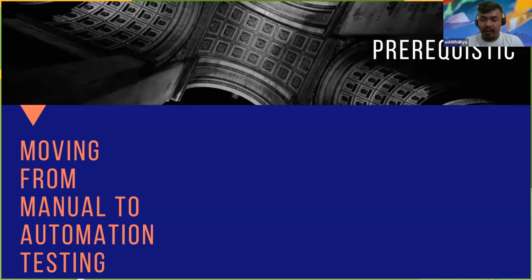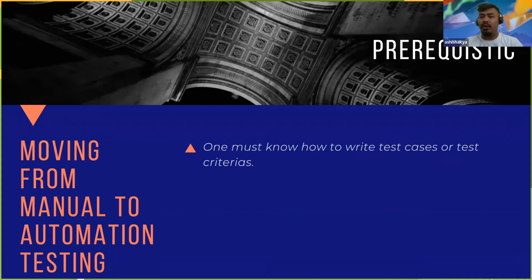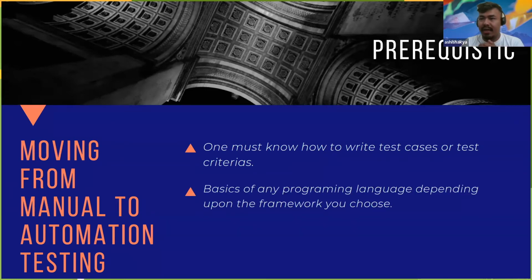The first thing that you need to do, if you are planning to move from manual to automation testing, is you need to know how to write test cases and test criteria. It's not that you can directly jump into automation testing without knowing the prior basics about writing test cases and test criteria. So first and foremost, you need to know how to write test cases and test criteria.